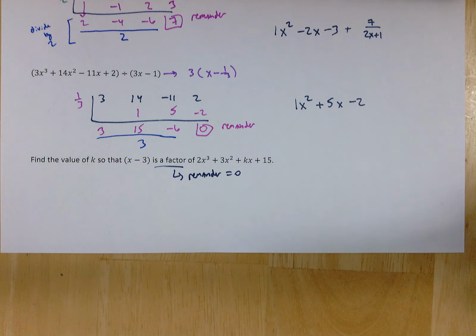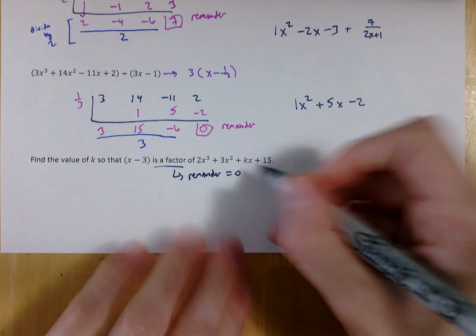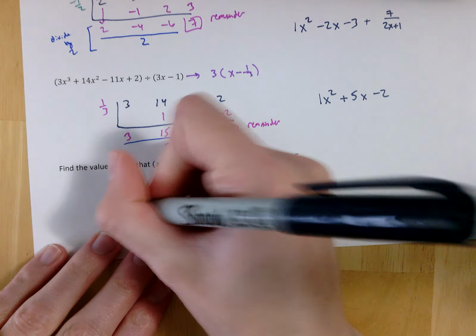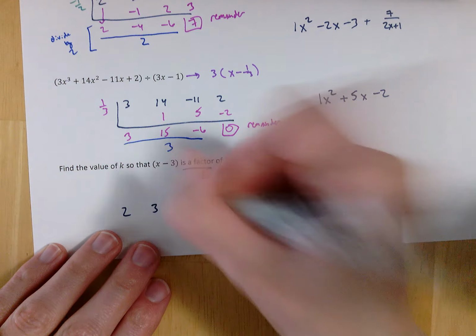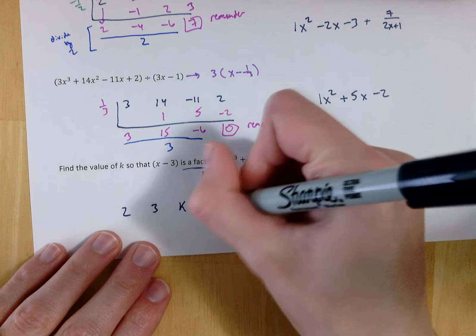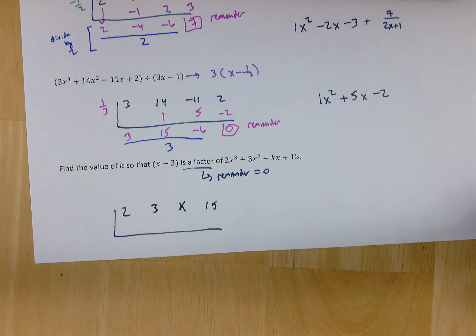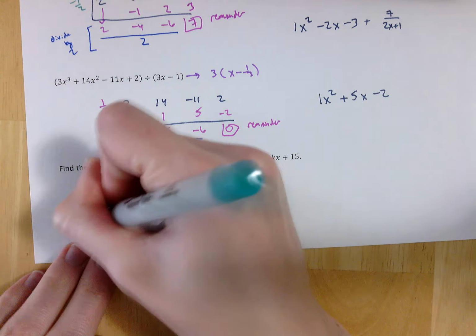Knowing that, we're going to use it to our advantage. I'm going to set up synthetic division just like we've been doing, and I'm going to include k as one of my coefficients. So no missing terms, but I'm going to do 2, 3, k, my unknown, 15. And I know that I'm dividing this by positive 3, opposite sign, remember.